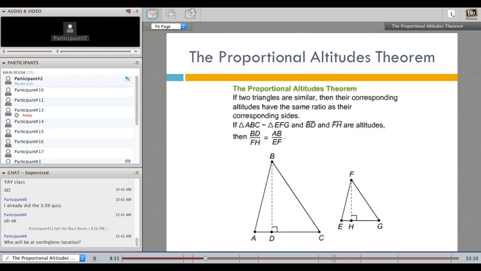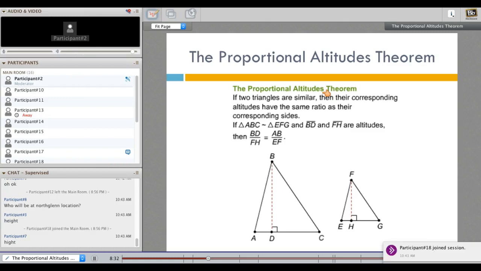Okay. So here's the first theorem for 3.09. It's called the proportional altitudes theorem. First, let's remember what an altitude is. What's another word for altitude of a triangle? What's another word we use for that? Good, Ben. Height. Yes, good, Tristan.